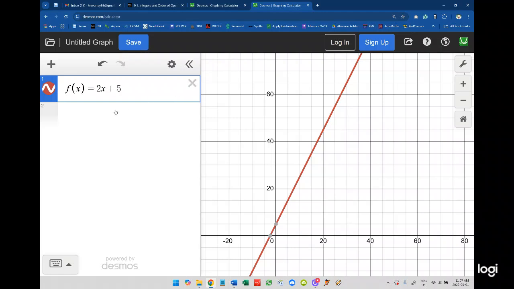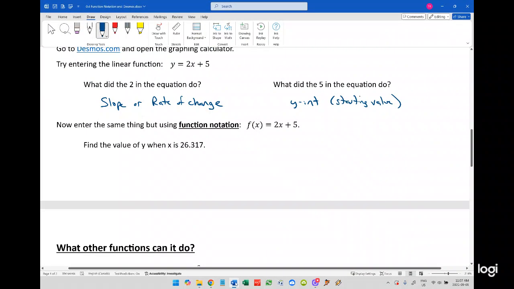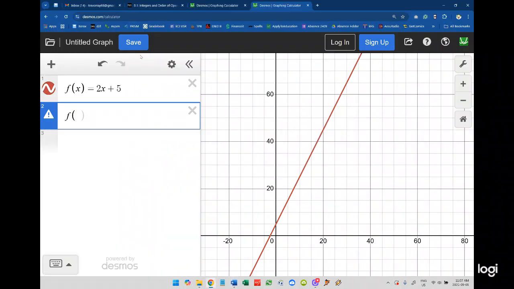But what I can do is just ask Desmos to evaluate. Just got to double check that number. 26.317.